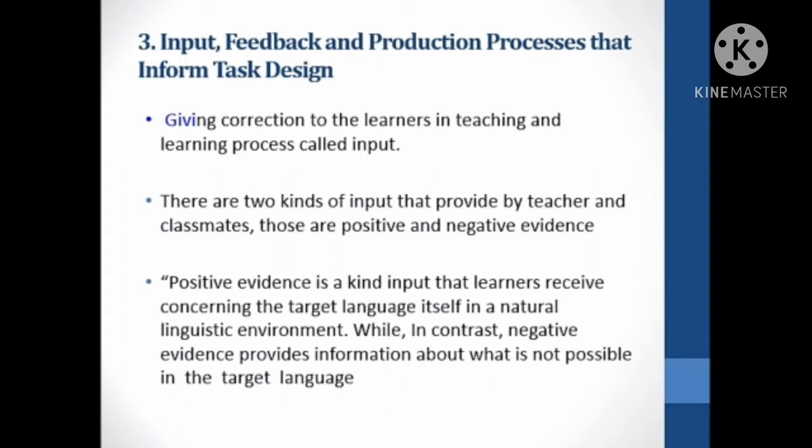The teaching and learning process in the classroom cannot avoid learners' errors or mistakes, either in vocabulary or grammar. The teacher and classmates surely give correction in the form of vocabulary supply to the learner, and rarely give linguistic feature supply to make a correct answer. Giving correction to learners in the teaching and learning process is called input. There are two kinds of input provided by the teacher and classmates. Those are positive evidence and negative evidence.